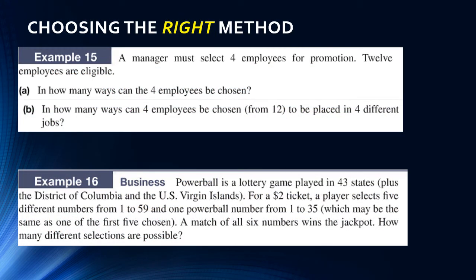All right. So now let's look at some problems, and you have to figure out whether this is a permutation or a combination. A manager must select 4 employees for promotion. 12 employees are eligible. In how many ways can the 4 employees be chosen? So try this problem. And go ahead and do part B too. Hit pause and see if you can do these.